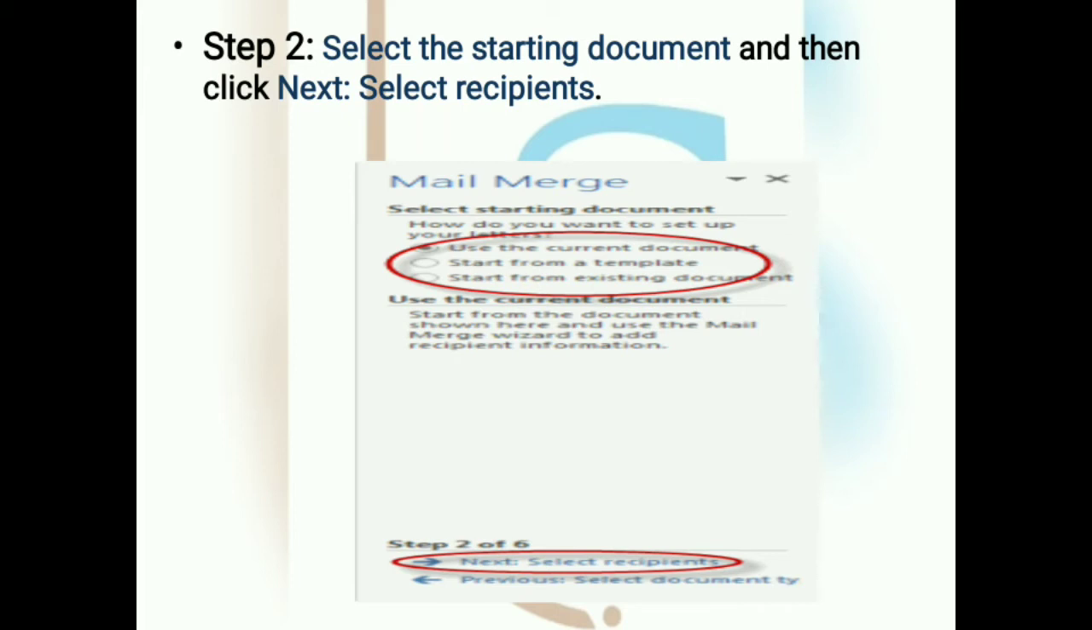In this it will ask to select the starting document. How do you want to set up your letter? Means where you want to create your letter. Use the current document: the document you have opened recently, you want to use that document for preparing the letter, or you want to take a template, meaning any predefined template, or one you have already made. I have chosen Use the current document, meaning the document which I have opened. So I will write my letter here. Then just click on the next option, that is Select recipients.